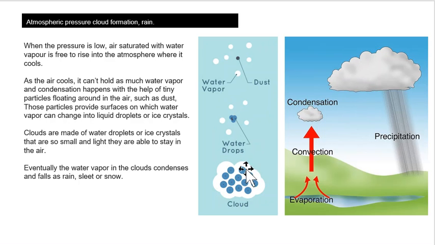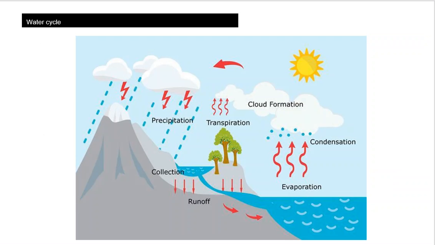Eventually it'll cool down sufficiently that these tiny droplets of water will come together and fall to the earth as water droplets, as precipitation. So again, these are ways that water is moved, the water cycles, if you like, through the environment. These are the main ways that it happens.